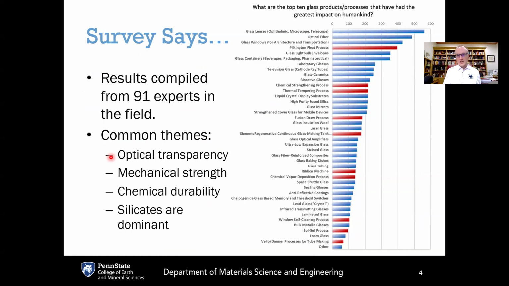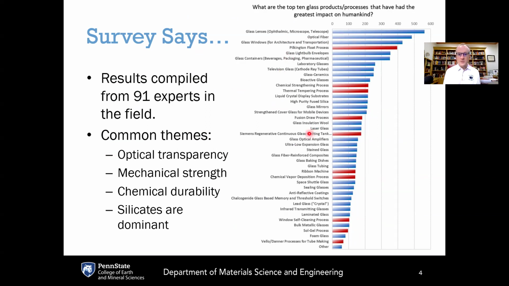Now, when Dr. Varshneya and I were preparing the third edition of our book, one of the figures in the back, in chapter 23, is the results of a survey where we asked a whole bunch of colleagues in the field to rank the top 10 glass products or processes that have had the greatest impact on humankind. We got responses from 91 experts in the field from across the globe, and we gave each one a ranking.